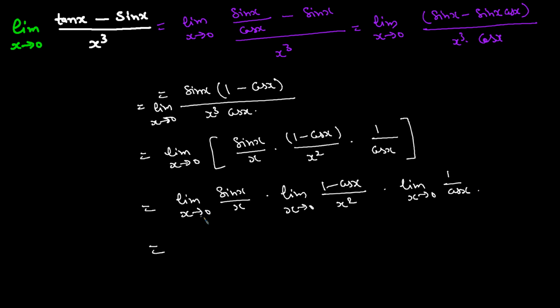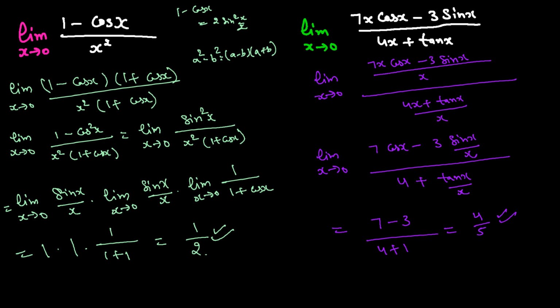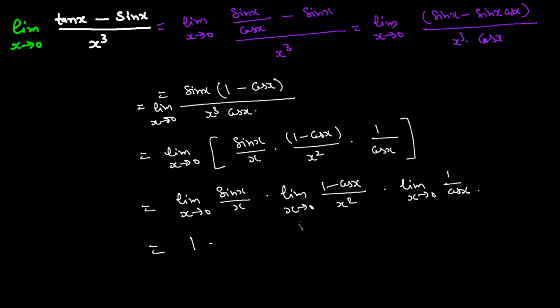So the limit x approaches 0 of sin x over x is 1, and I'm not going to solve this problem again. If you remember, this looks like our previous example, 1 minus cos x over x square. So the limit of this is 1/2. I'm going to write just 1/2 there, as we already solved it. Okay, so the limit of this function is 1/2 into 1 over cos x, which is 1 over 1. So this basically gives me 1/2. So that's the answer for the limit of this function as x approaches 0.